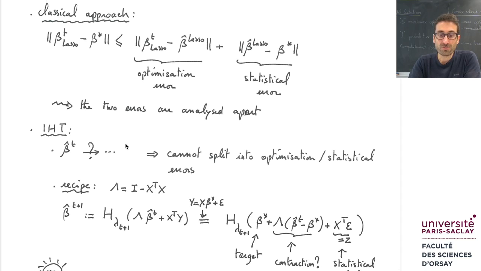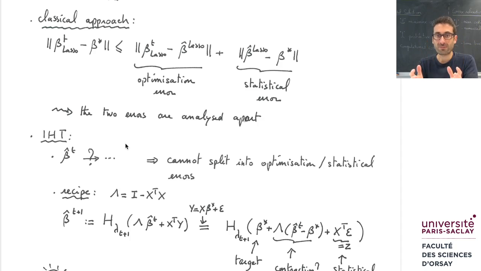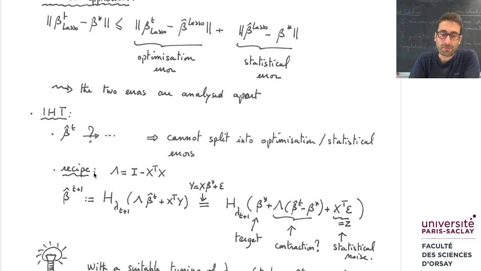So what we will have to do is to handle both errors simultaneously. And actually, this is not both errors, because there is no optimization error, since we are not optimizing something. We are not trying to compute the solution of something, right? Because we do not even have convergence guarantees. So let me explain how we will proceed.